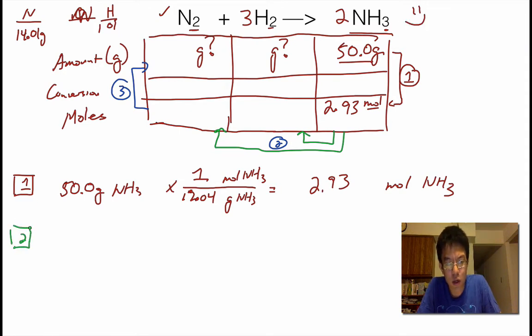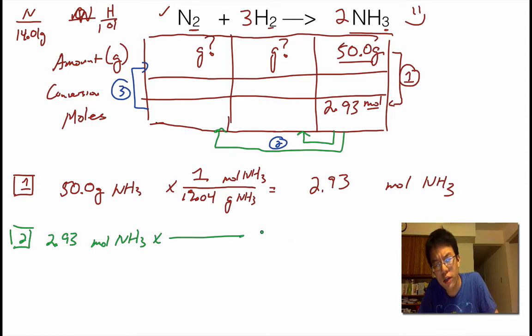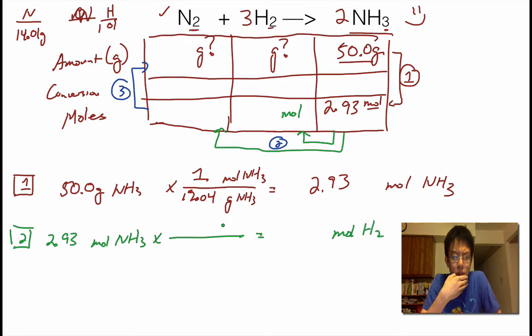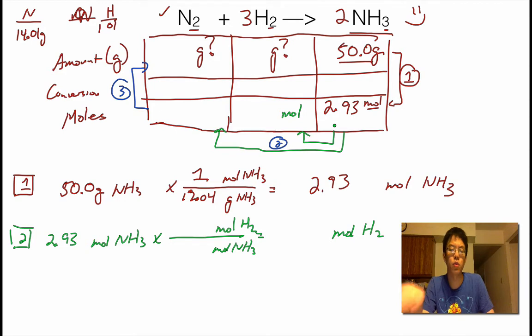So let's see where I'm trying to go. I know I have my moles of NH3, and I just calculated that I have 2.93 moles of NH3. And I'm trying to get to moles of H2. So let's look at my units first. In order to get there, I need to cancel out my moles of NH3 and go to my moles of H2. Okay, now let's think about it. Do I know my relationship between my moles of NH3 and moles of H2?